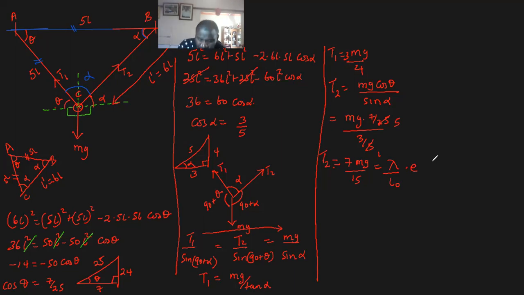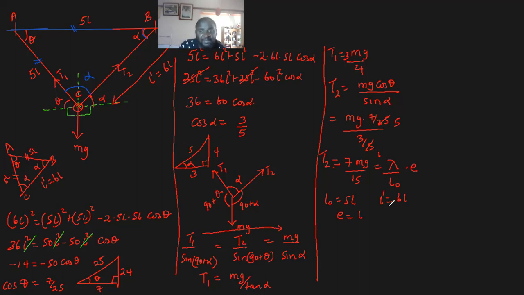Now, remember the question. Who can read for us the first statement of the question? It says, strings SC and BC are both of natural length 5L. If they are both of natural length 5L, it means L naught was 5L. But at equilibrium, we got a new length, which was 6L. Do you see that you can confirm the extension as L? Don't be like zero-star students and start saying 6L minus 5L. We are advanced mathematicians. We all know that extension is new length minus original length. So you subtract straight away, get the answer.